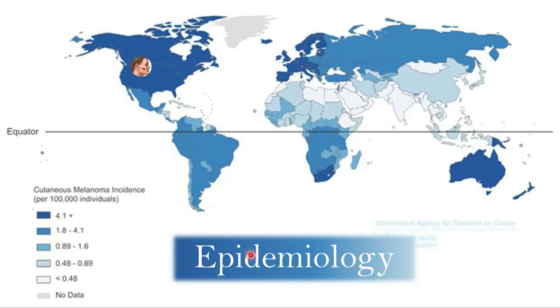First, regarding the epidemiology of melanoma. We can see a higher incidence in North America and Russia, whereas a lower incidence in Africa and India. So, it is more common in the Caucasians, in the northern part.